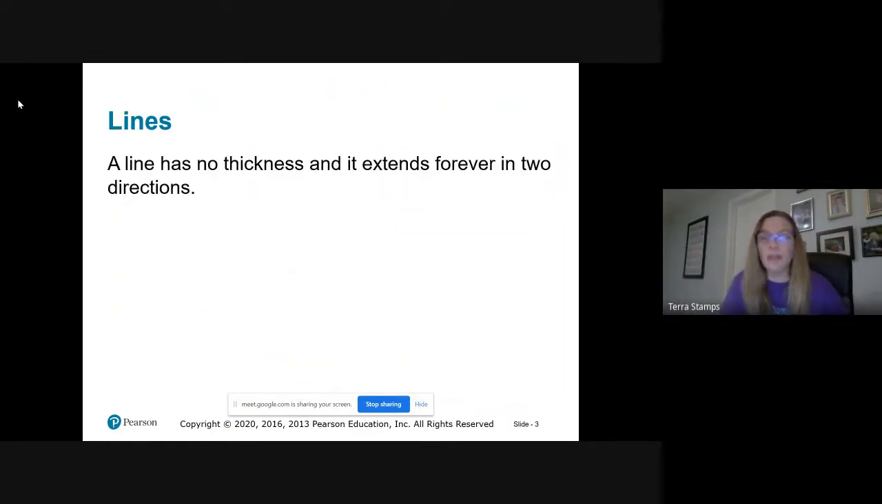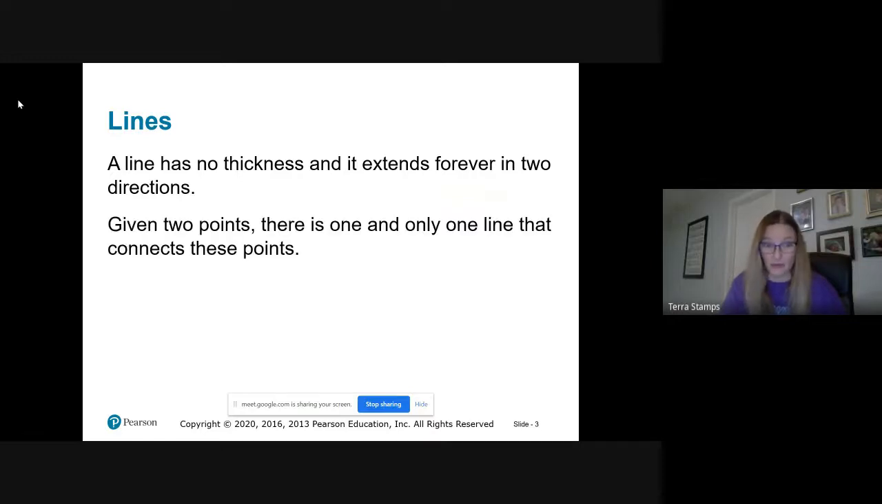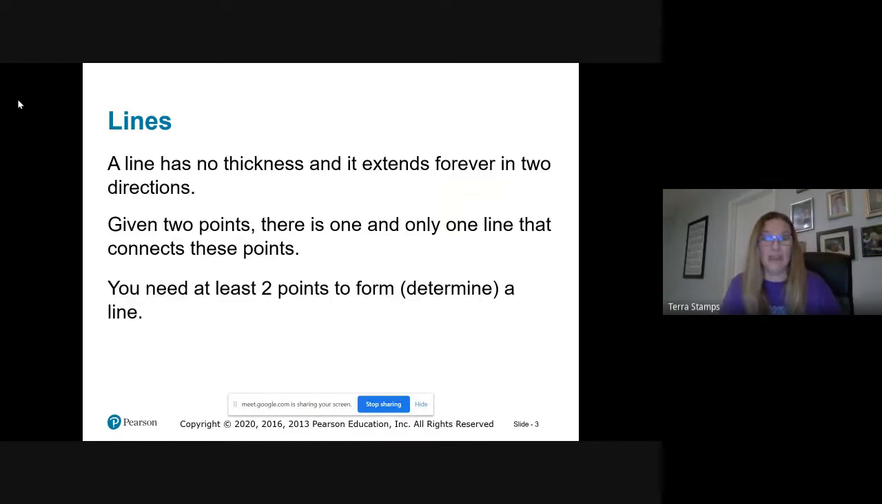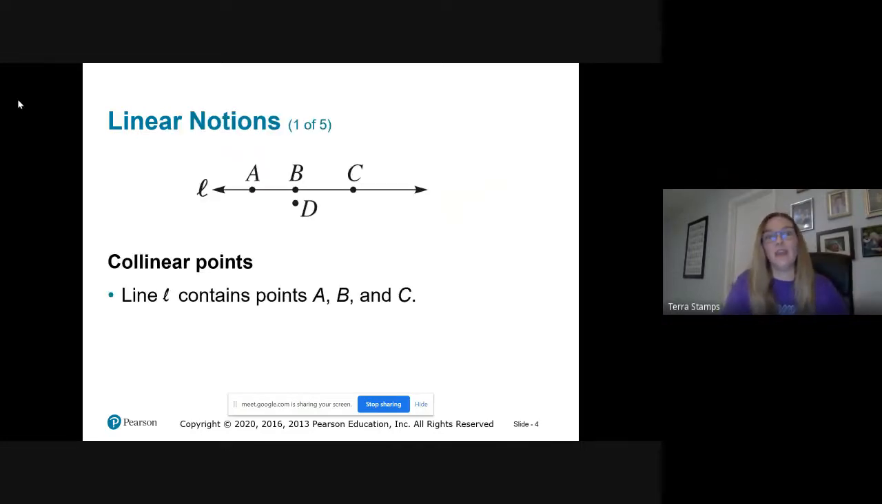Lines have no thickness and extend forever in two directions. Given 2 points, there's only one line that's going to contain these 2 points, okay? In order to form a line, you need at least 2 points. And we say in geometry that you need 2 points to determine a line, that determines a specific line, or to form a line.